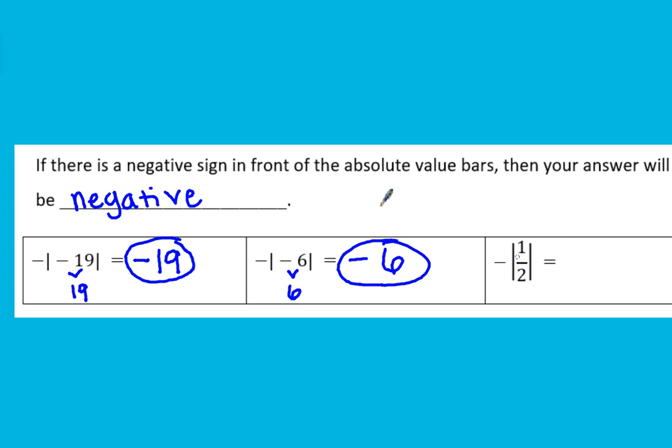This last one, we have the opposite of the absolute value of 1/2. So start by bringing your negative sign over, and then the absolute value of 1/2 is just 1/2. So we have negative 1/2 as our answer.